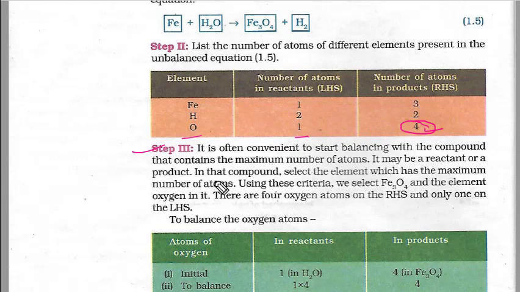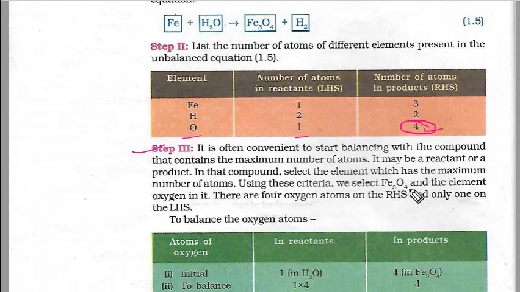It may be a reactant or a product. Okay? That means you can take either reactant or product. It can be present on either side. In that compound, select the element which has the maximum number of atoms. Here our element is oxygen. You can see that. So we have to first balance the oxygen.